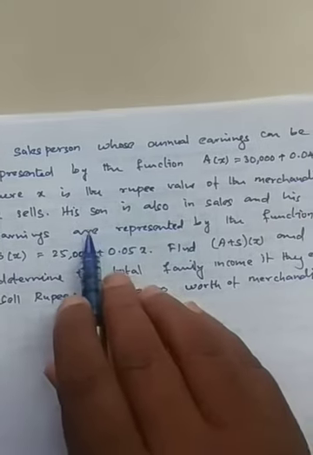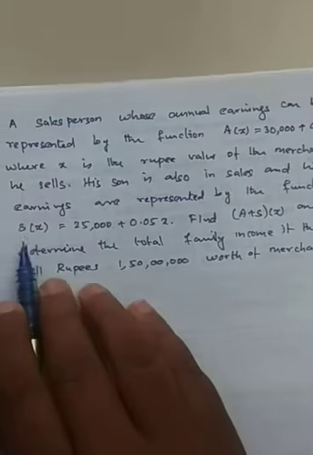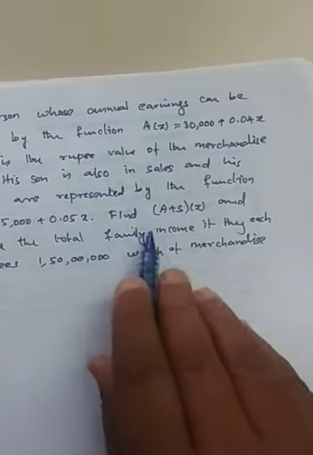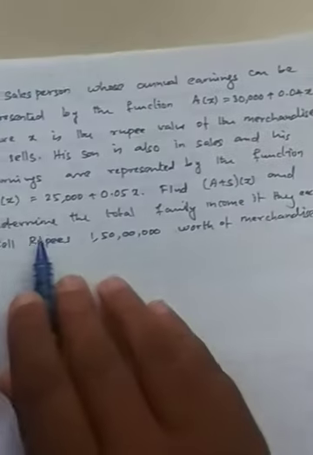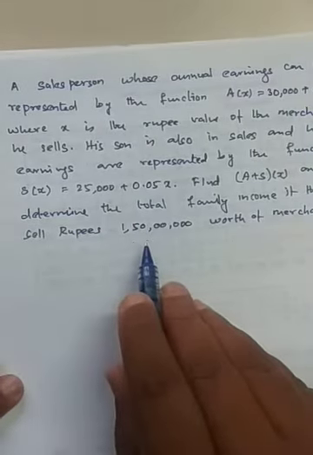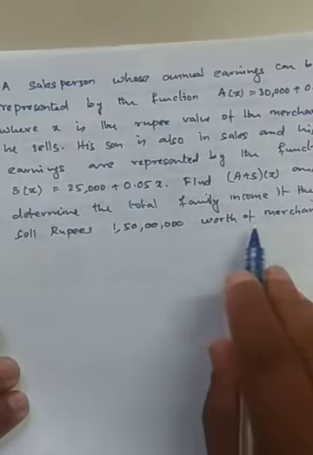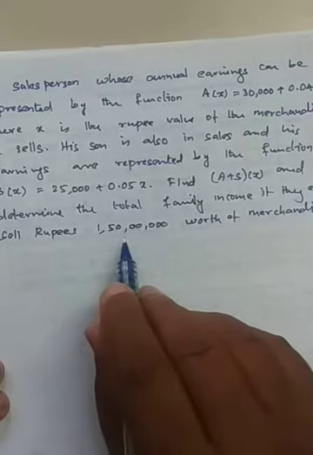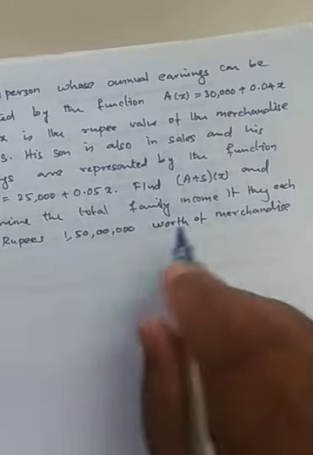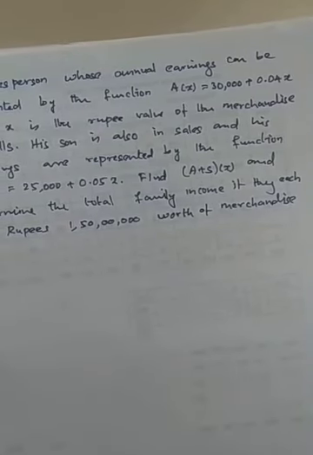His son is also in sales and his earnings are represented by the function s of x, which is 25,000 plus 0.05 into x. Find a plus s of x and determine the total family income if they each sell rupees 1 crore 50 lakhs worth of merchandise. So it is not a value he is selling, but the merchandise, the goods he purchased. 1 crore 50 lakhs of product they have collected.